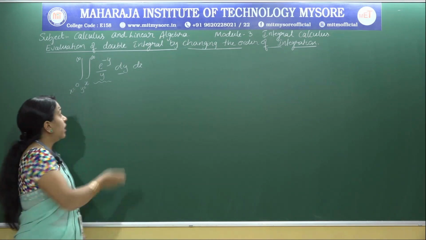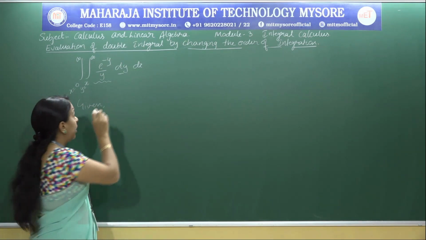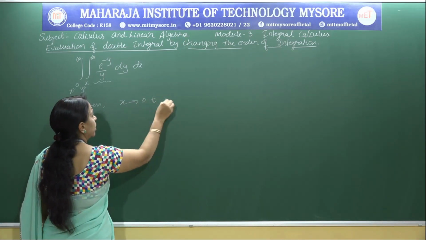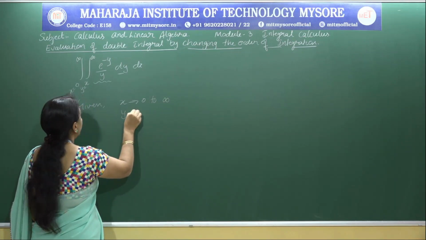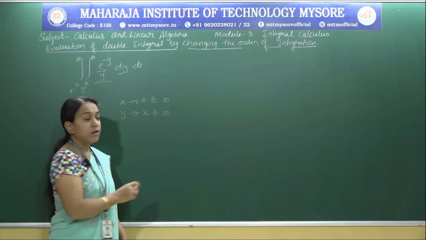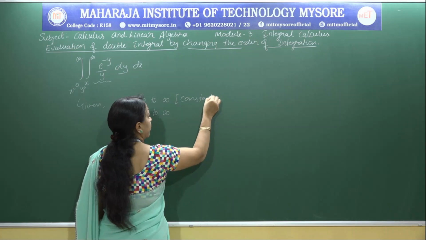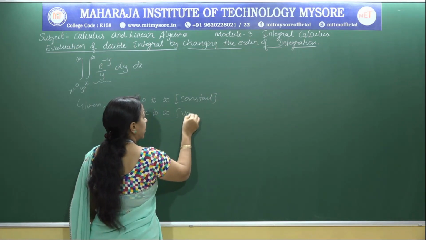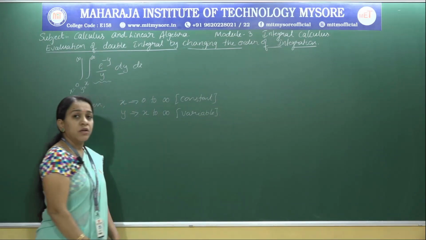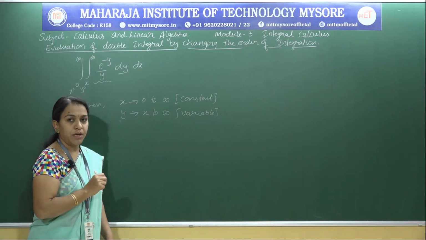That is, what does changing the order mean? The given limits are: x varies from 0 to infinity and y varies from x to infinity, right. So, x is a constant limit and y is a variable limit.